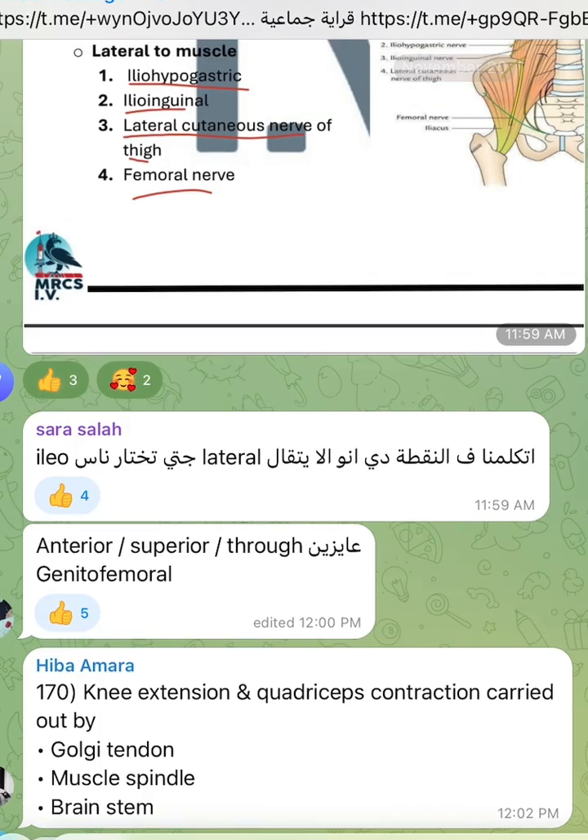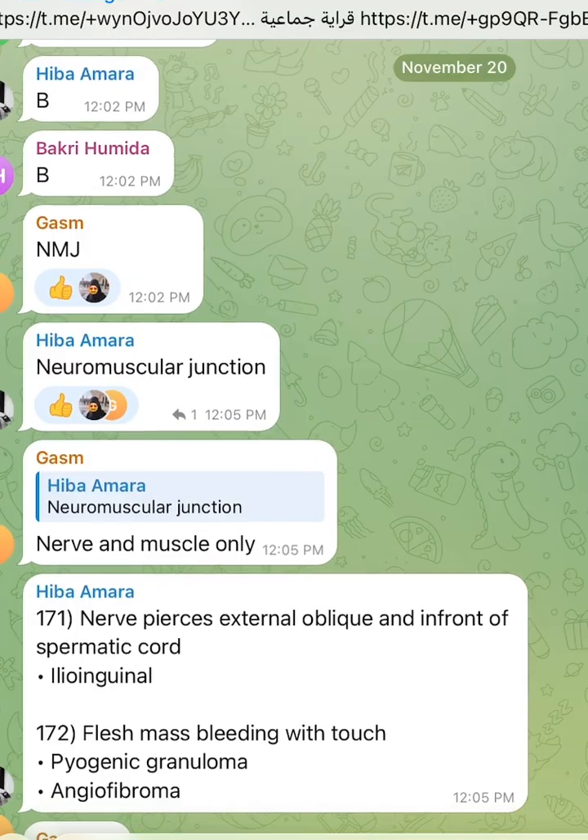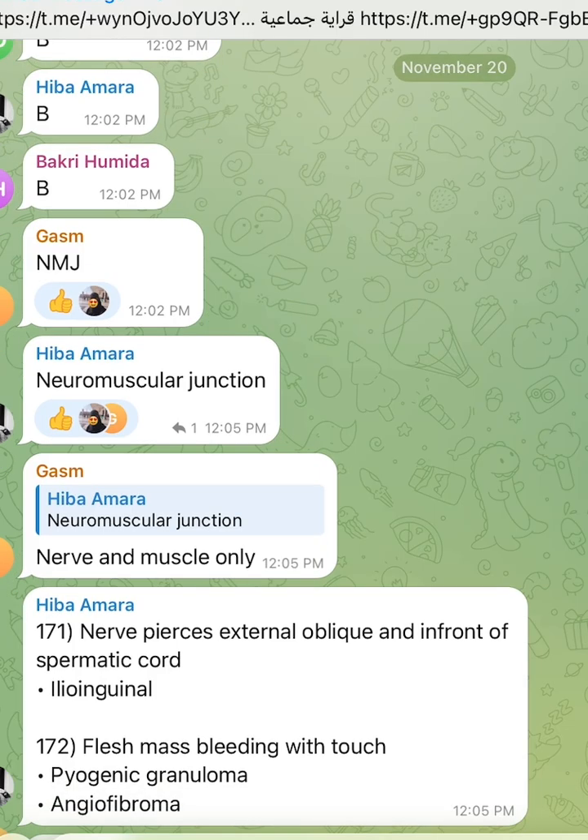Knee extension and quadriceps contraction carried out by knee extension. This is knee jerk, muscle spindle. Nerve pierces external oblique and in front of spermatic cord: ilioinguinal. Flesh mass bleeding is pyogenic granuloma.